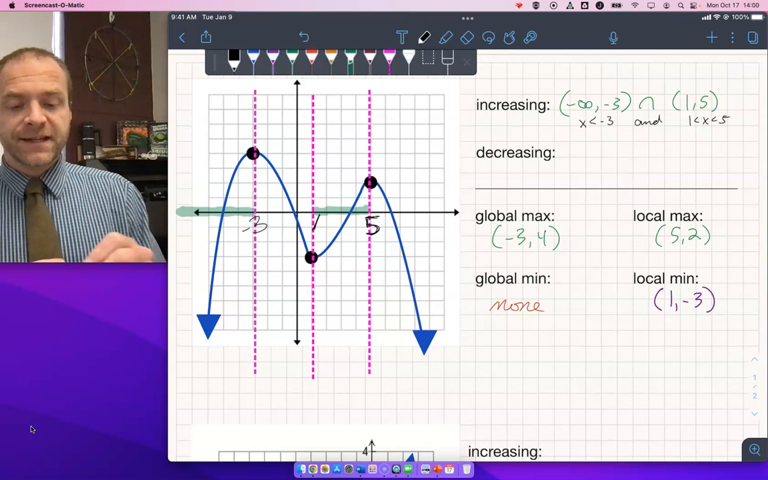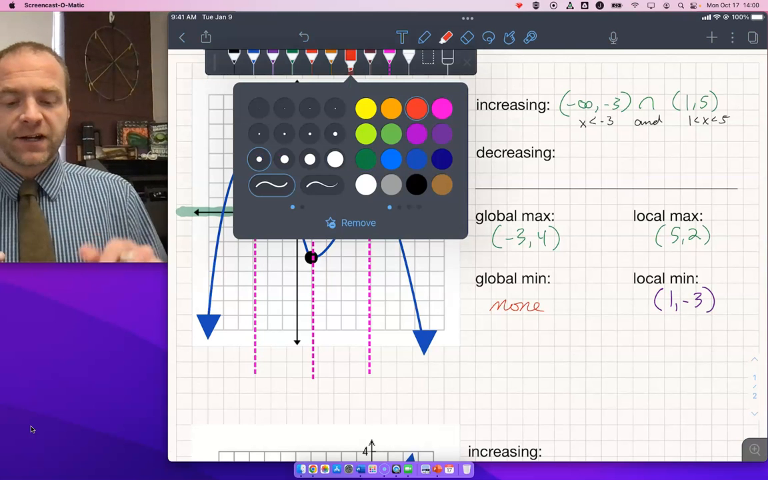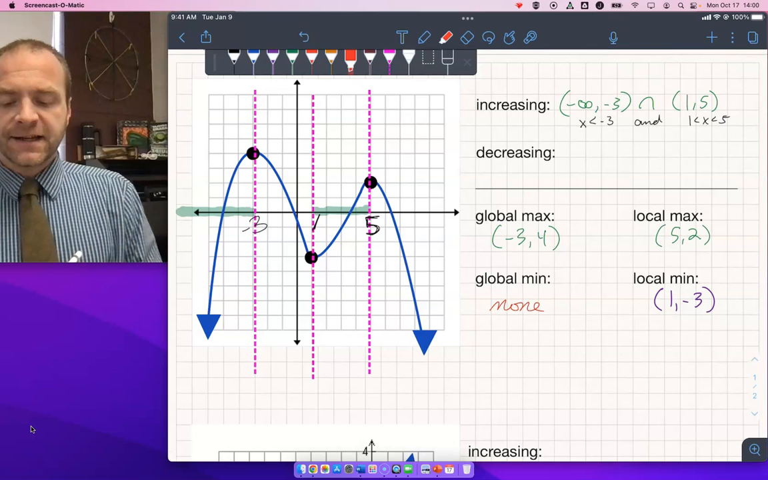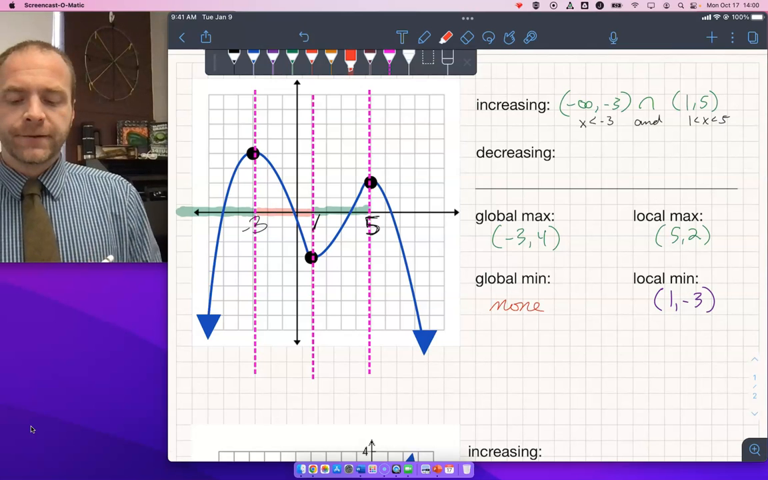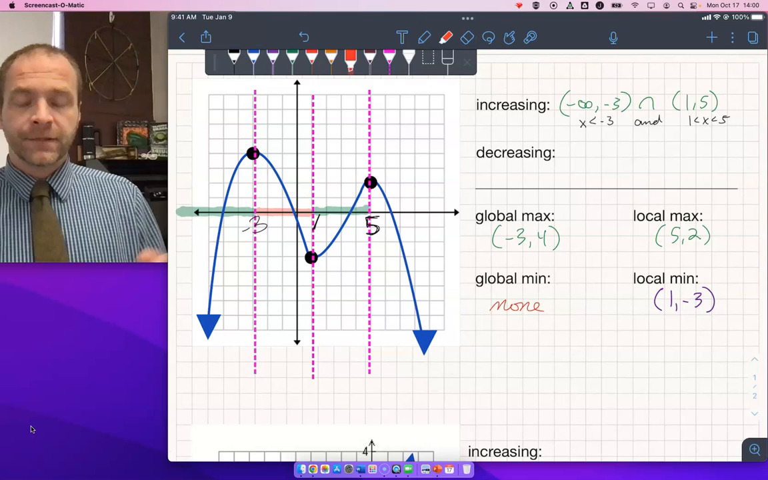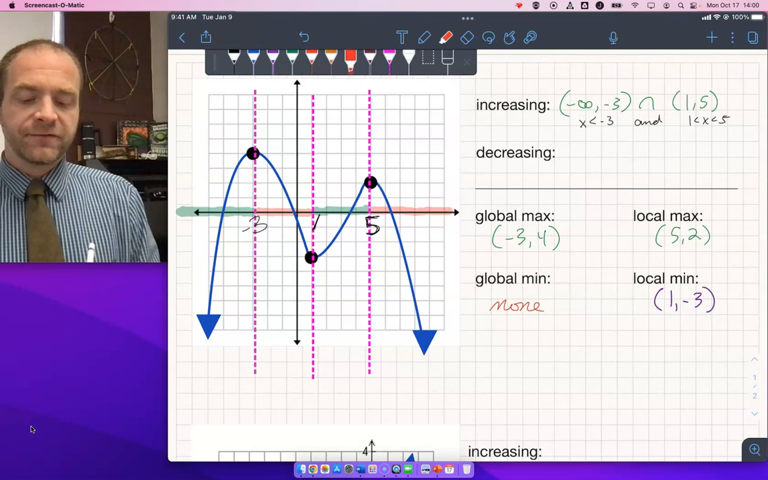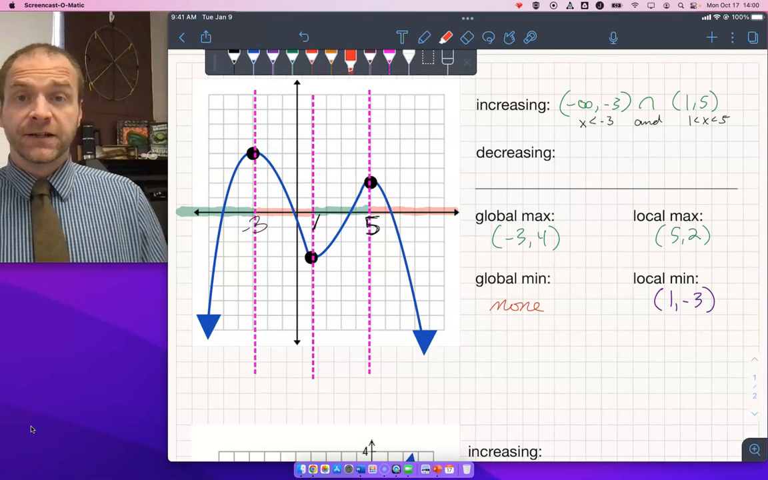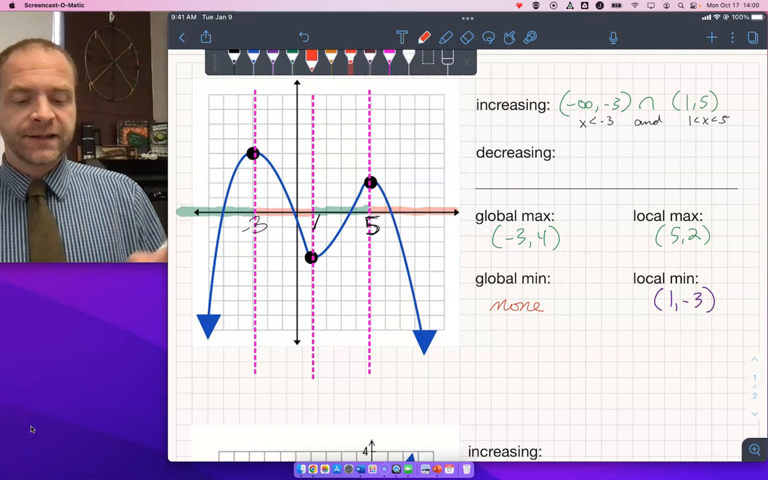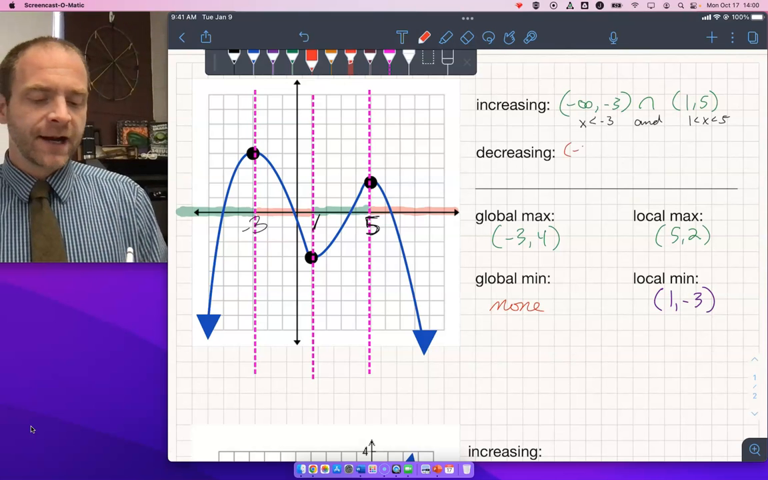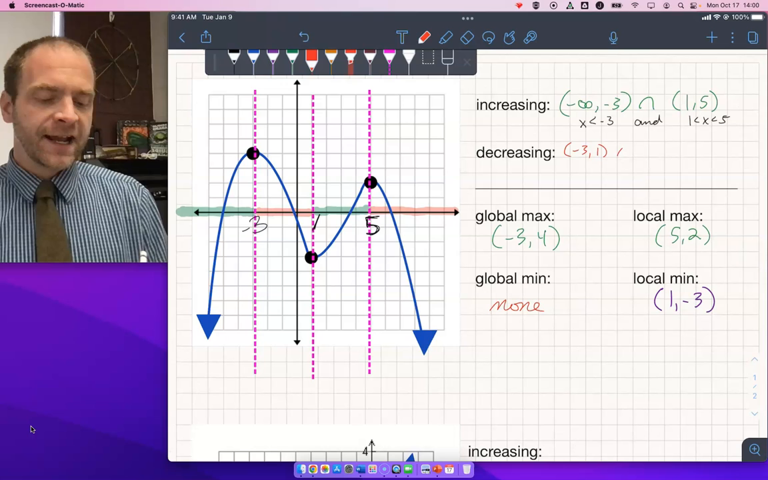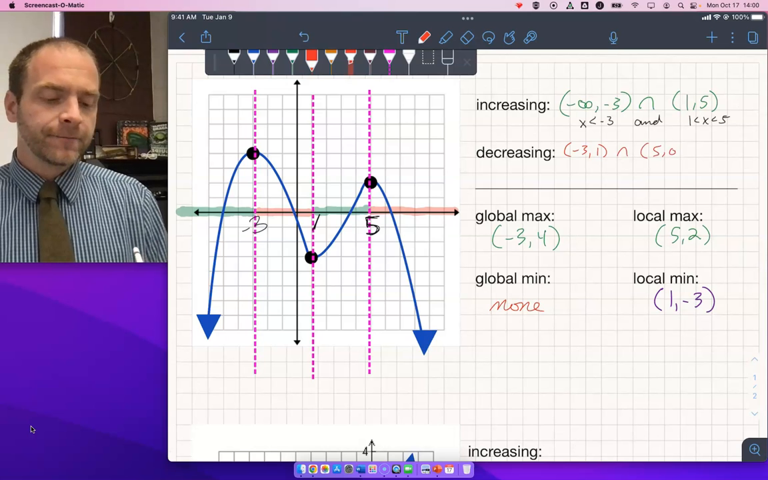But that allows me to see the gaps in between. In this case, I will change to red. I can see that between -3 and 1, my graph is decreasing, and from 5 to infinity, it's decreasing as well. So I can write that in interval notation: from -3 to 1, it's decreasing, and from 5 to infinity.